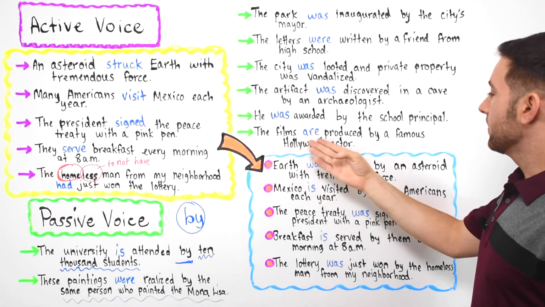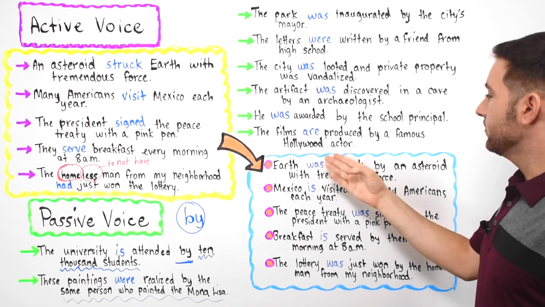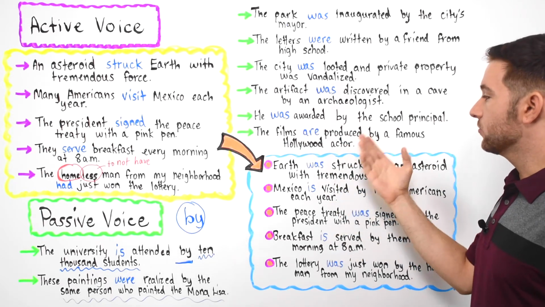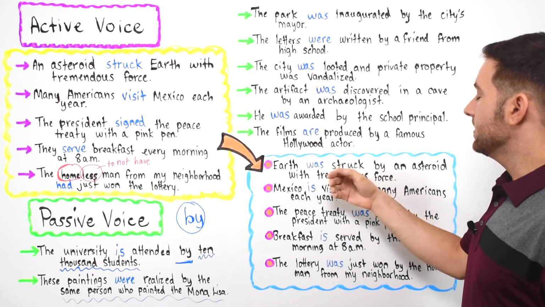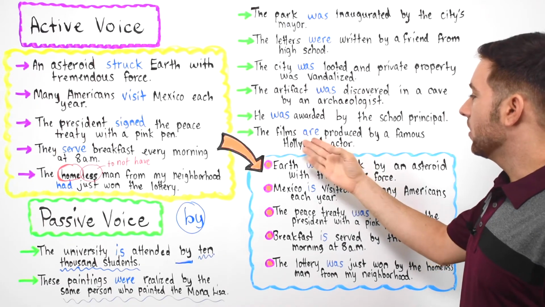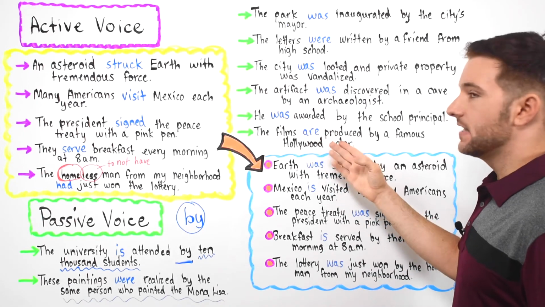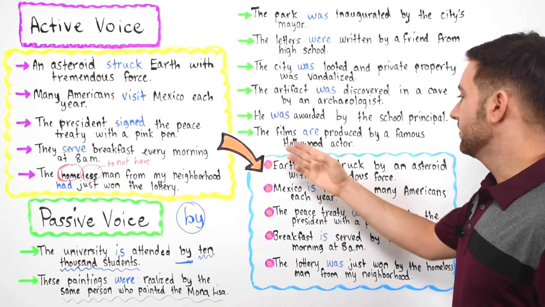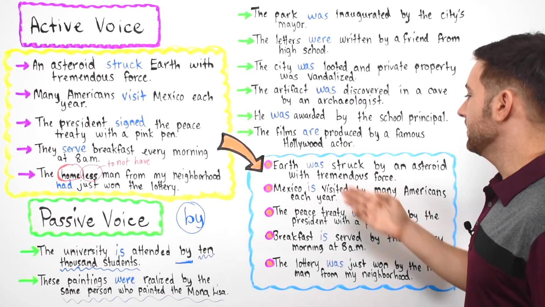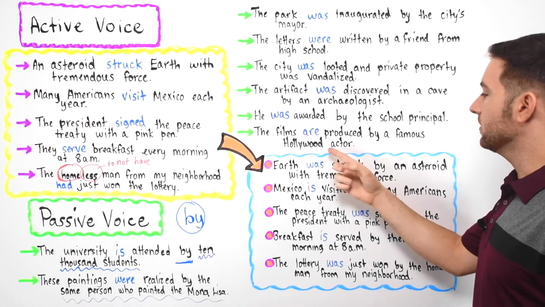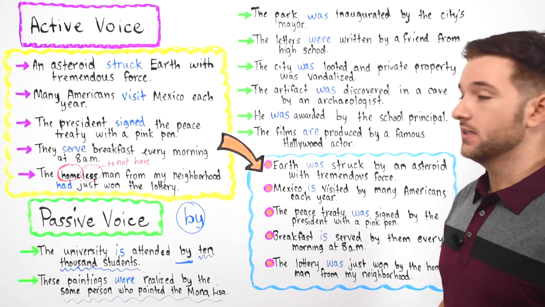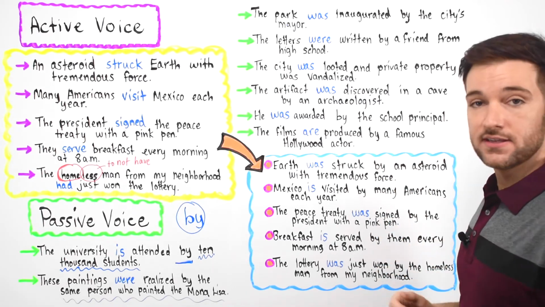The films are produced by a famous Hollywood actor. Produced means to be created. So are created, are made, are developed, okay? Are designed, are directed. The films are produced by a famous Hollywood actor. A famous Hollywood actor is the agent in this example here.